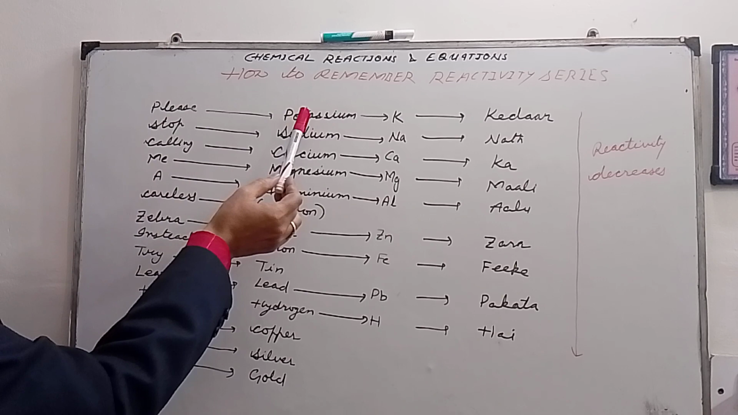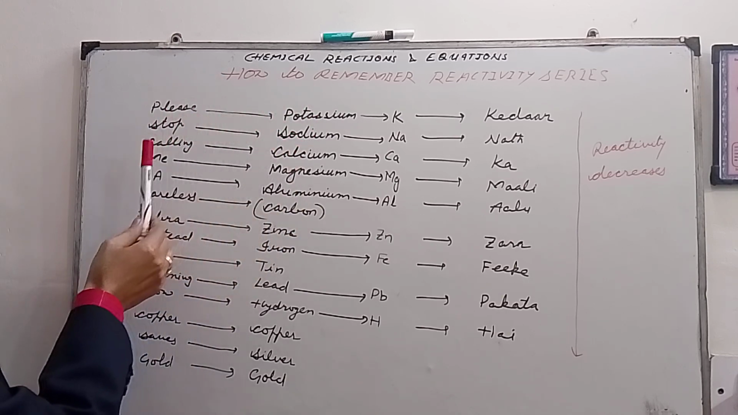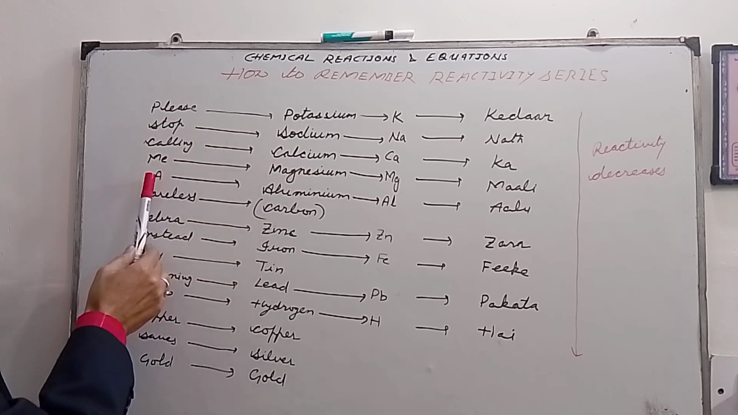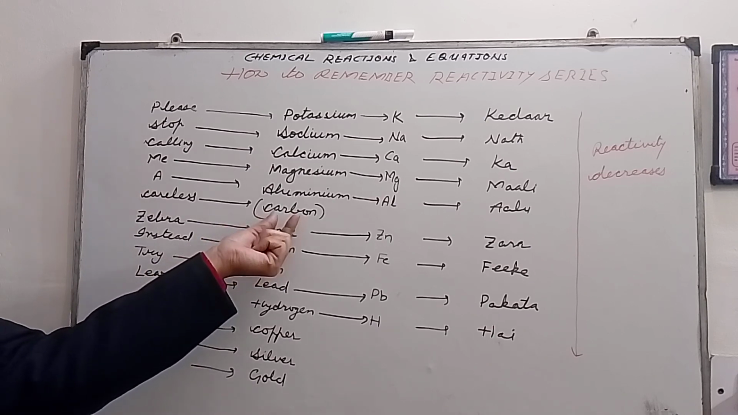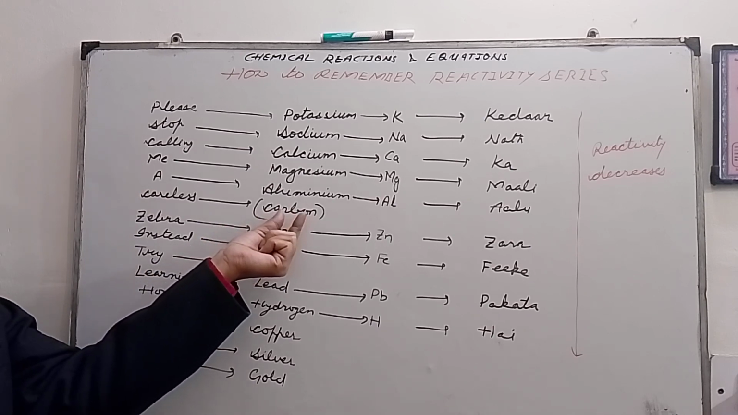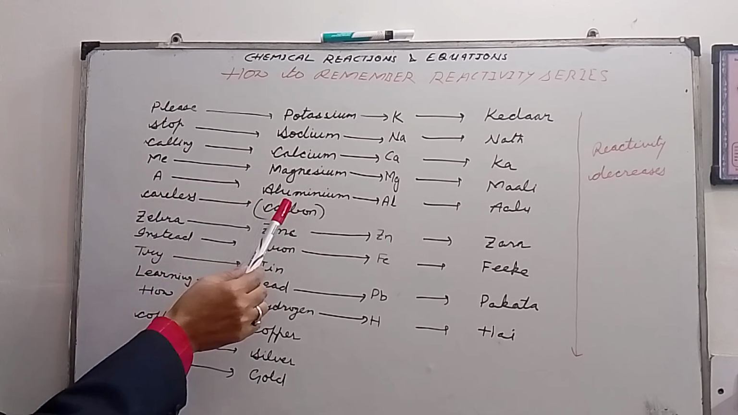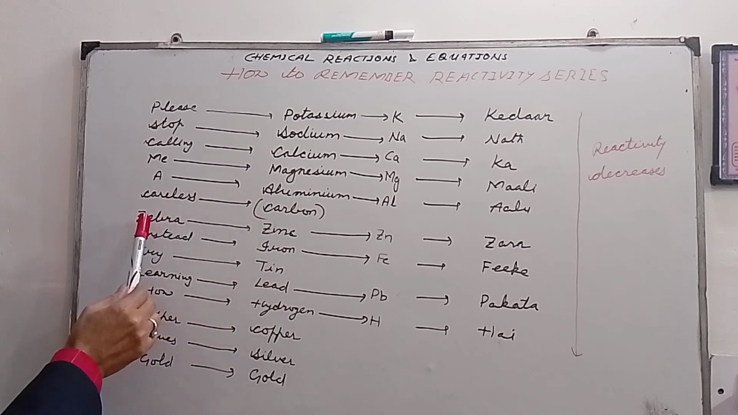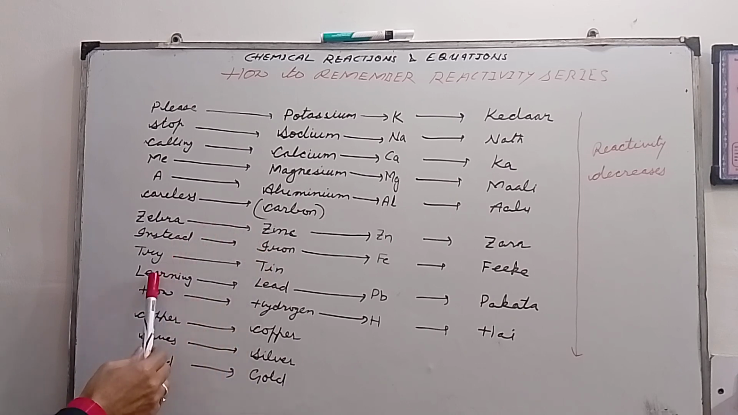"Please" stands for potassium, "stop" for sodium, "calling" for calcium, "me" for magnesium, "a" for aluminium, "careless" for carbon. Carbon is a non-metal, and non-metals are also included in this series. "Zebra" for zinc, "instead" for iron, "try" for tin, "learning" for lead, "how" for hydrogen, "copper" for copper, "saves" for silver, "gold" for gold.